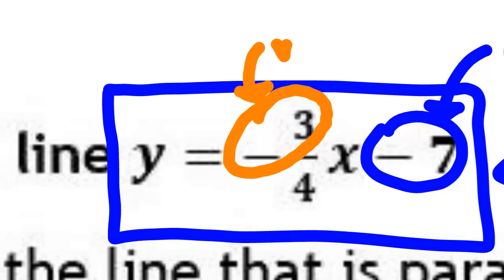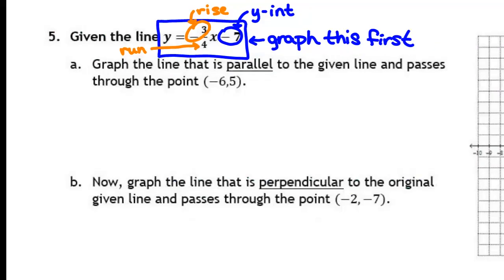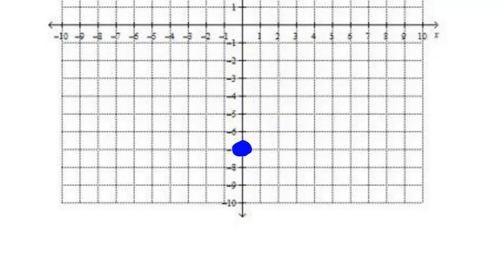Slope is rise over run. This is a negative fraction. When you have a negative fraction, we always put the negative sign with our numerator. This is our rise. If I am rising -3, am I going up or down? Down. The denominator, the 4, is my run. And when we use our slope to find points, we always run to the right. So from this y-intercept of -7, I'm going to go down 3 and right 4.